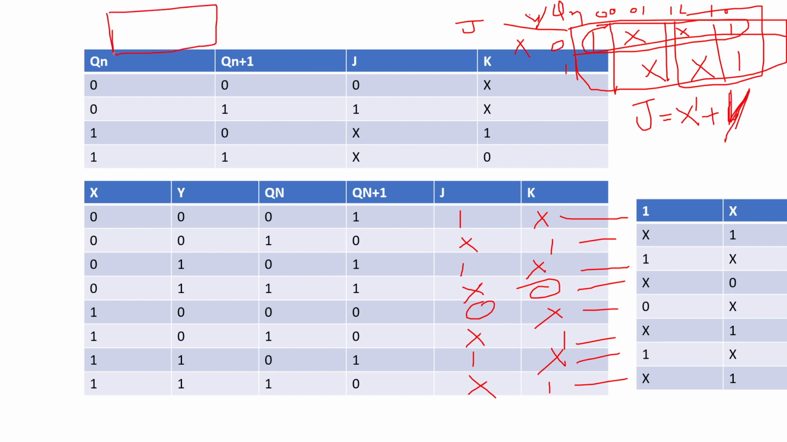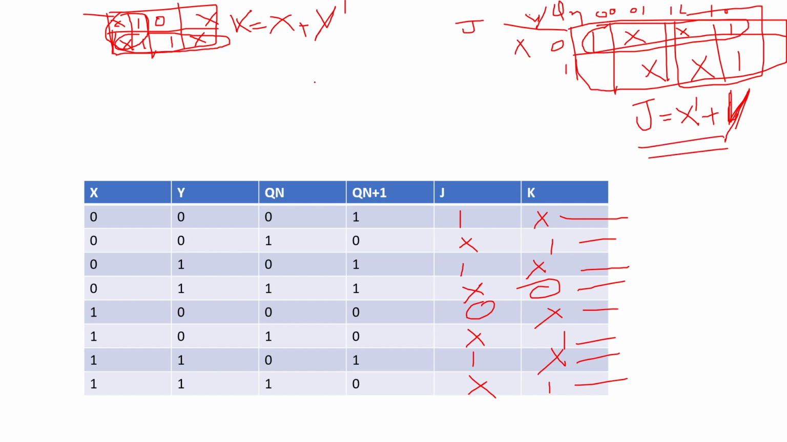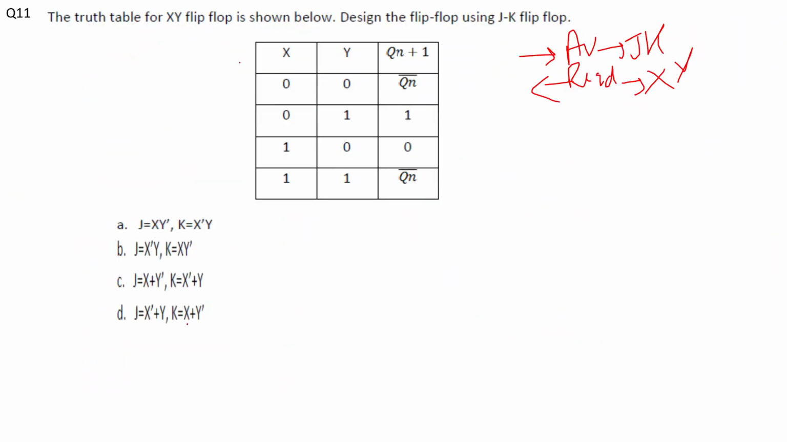Now for K, it's x 1 0 x, then it's x 1 1 x. So you can make this chord and this chord. So K is equal to x plus y bar. So your J is x bar plus y, and your K is x plus y bar. So option D is the right answer.